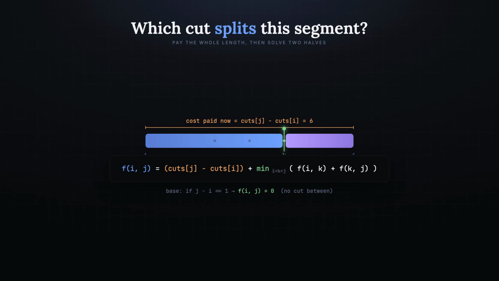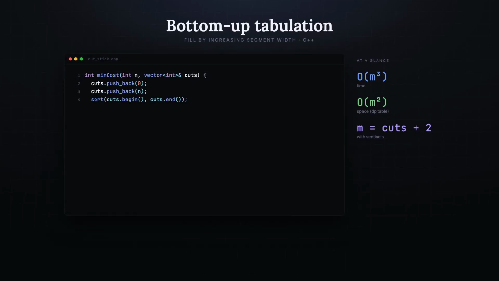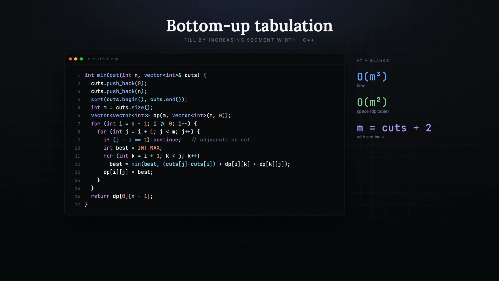The base case: when the 2 boundaries are adjacent, there is no cut between them, so the cost is 0. Here is the bottom-up tabulation. We fill the table by increasing segment width. For every segment, we try each interior cut as the split, add the fixed segment length, and keep the best. The answer sits in dp[0][m-1].